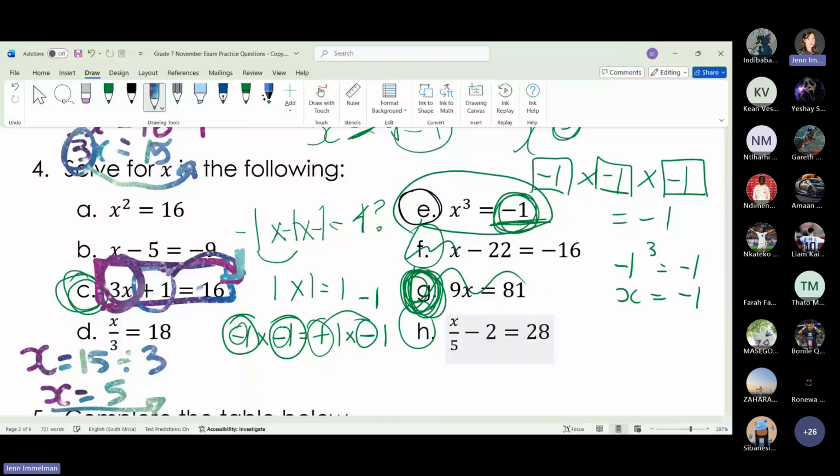Okay. You get a mark for each step. So please do your steps. Now I'm going to look at number H. Okay, number H here. So the first thing that I must move is my minus 2. When I move it to the other side, the opposite of minus is plus. So here I will have x over 5 is equal to 28 plus 2. 28 plus 2 is 30.